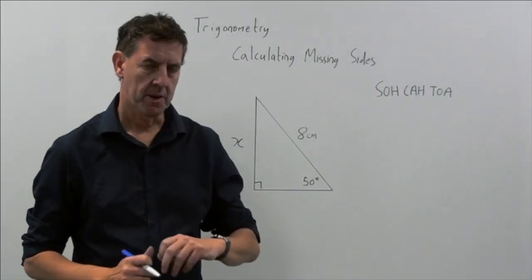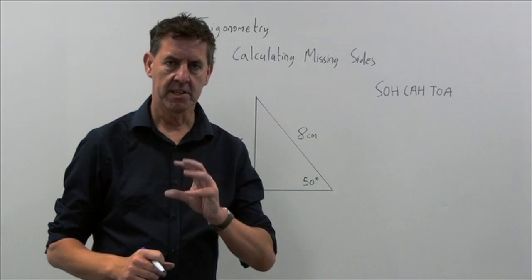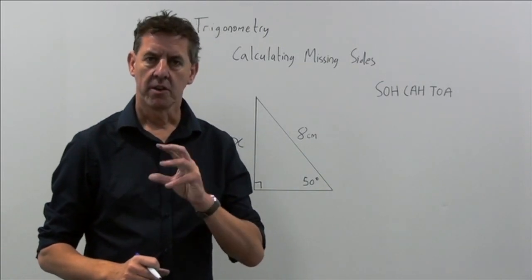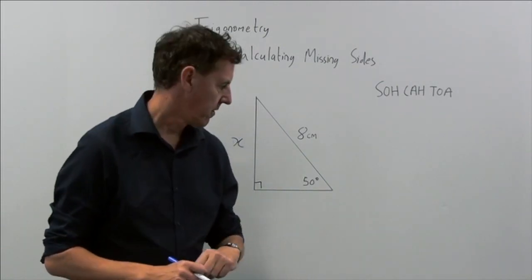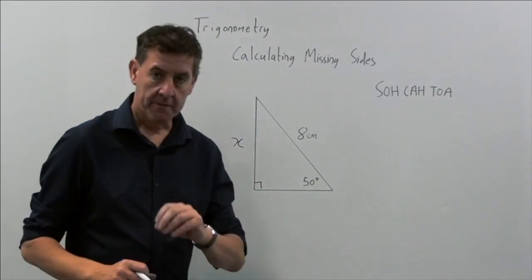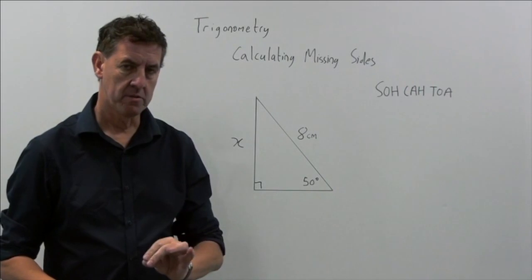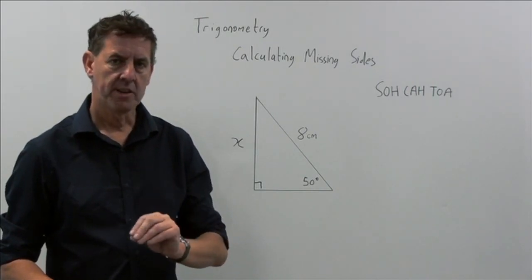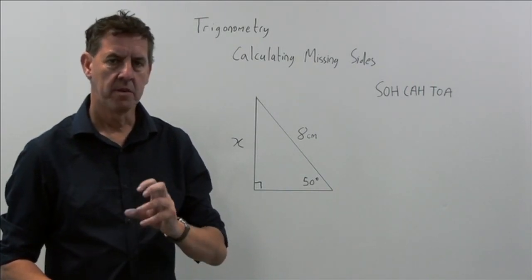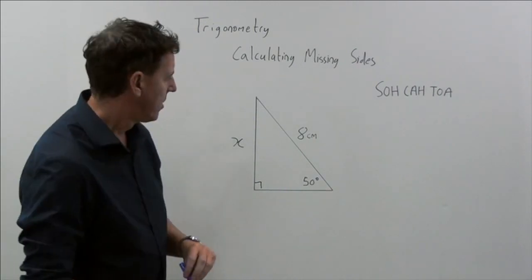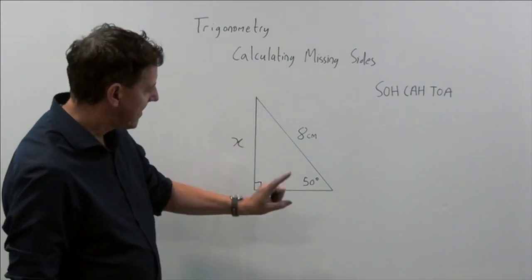So let's look at our first question. We're going to calculate missing sides using our trigonometry ratios. First and foremost though, you're going to have to get good at labelling triangles, because it's by labelling the triangle that you decide which of the ratios you're going to use to help you do this question. So, first and foremost, you go to the angle.